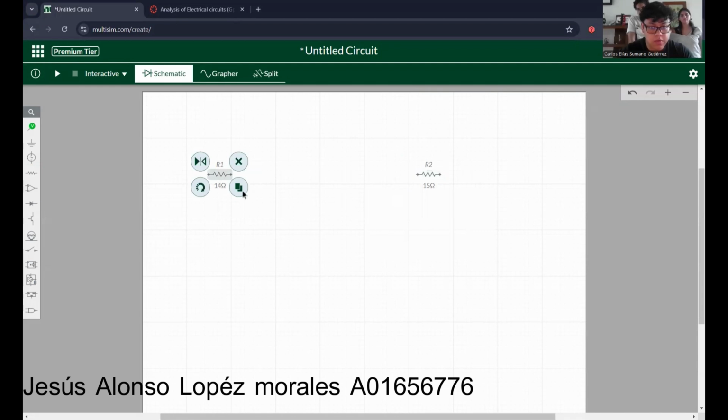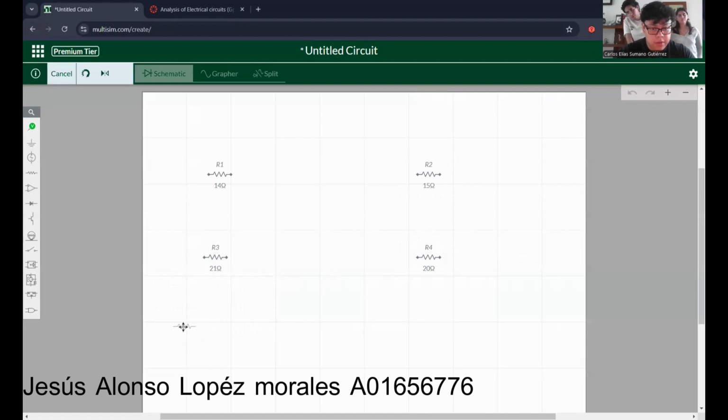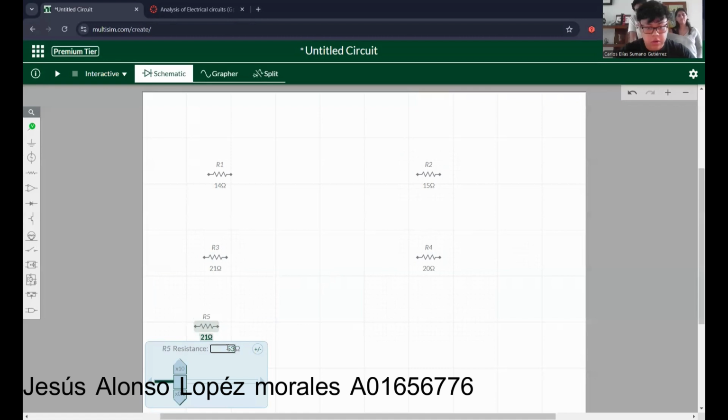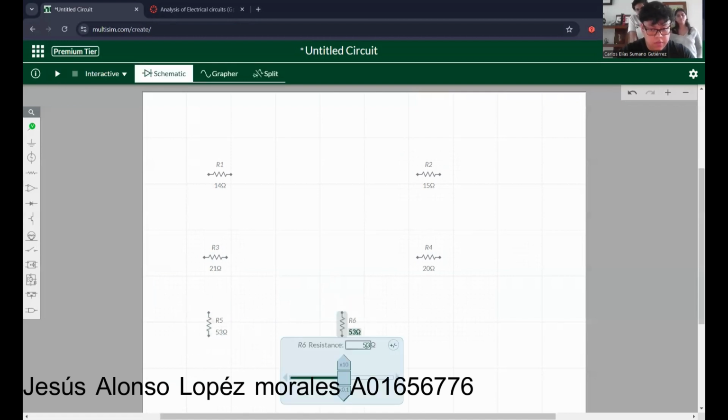Resistor number three is 21 ohms. Resistor number four is 20 ohms. Resistor number five is 53 ohms. And finally, resistor number six is about 17 ohms.